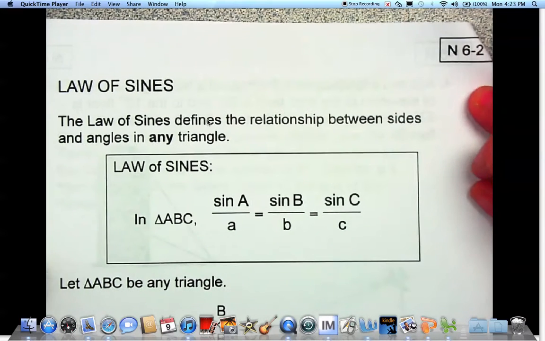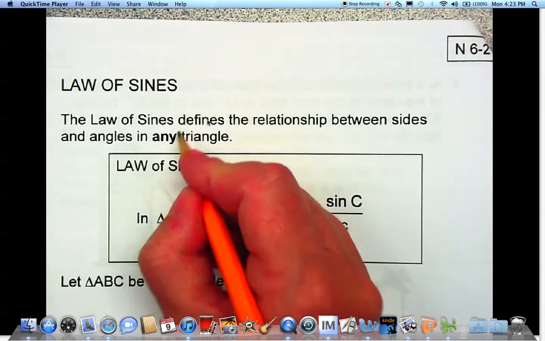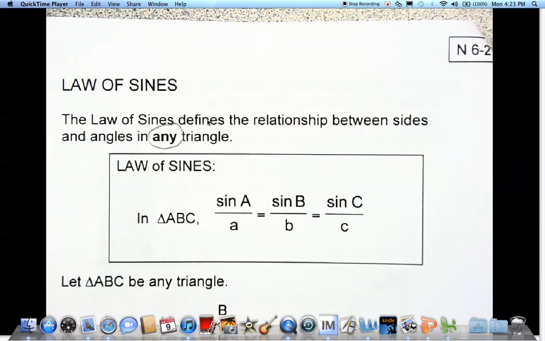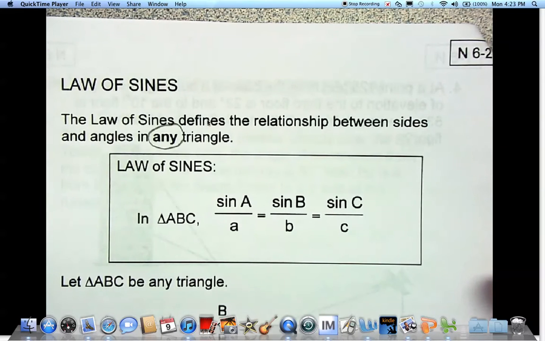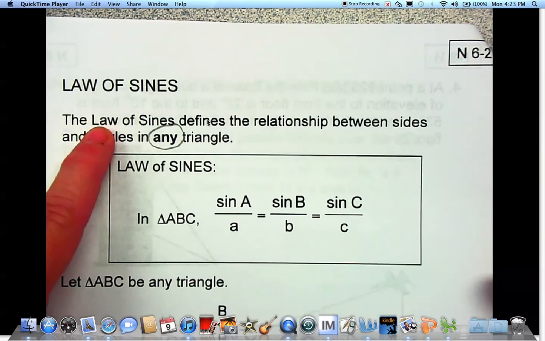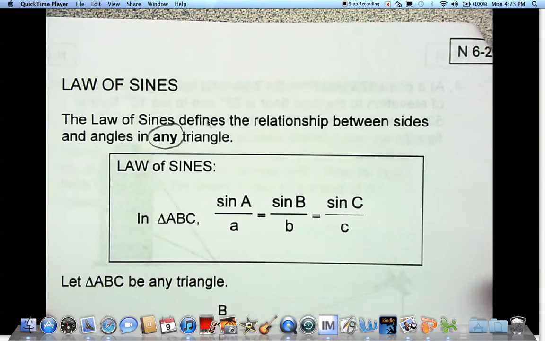This is 6.2 Law of Sines. The Law of Sines defines the relationship between sides and angles in any triangle. What we've been doing up to now, when we found cosine and sine, was for right triangles. What's really cool about the Law of Sines is that it's good for any triangle. It doesn't have to be a right triangle. And this is what it says.